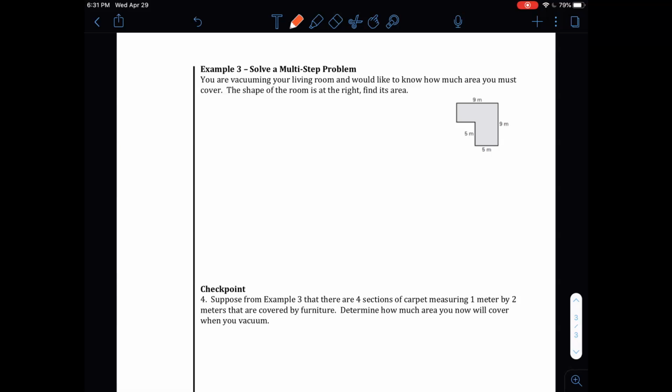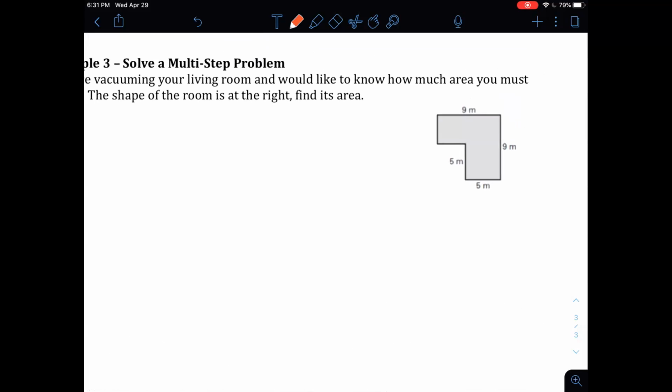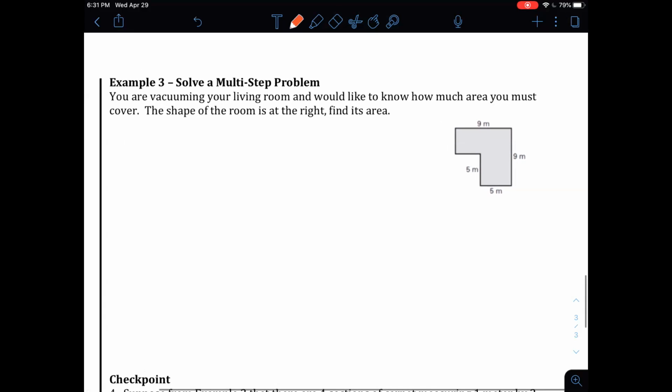Because you guys know how, if you're me, you always find the area of your living room before you vacuum it, right? You guys always do your math before you vacuum. That's what I do. I always make sure I know exactly what I'm working with here. And I always forget how much it was, so I have to redo it again every time I vacuum. It's kind of a pain in the butt, but anyways.